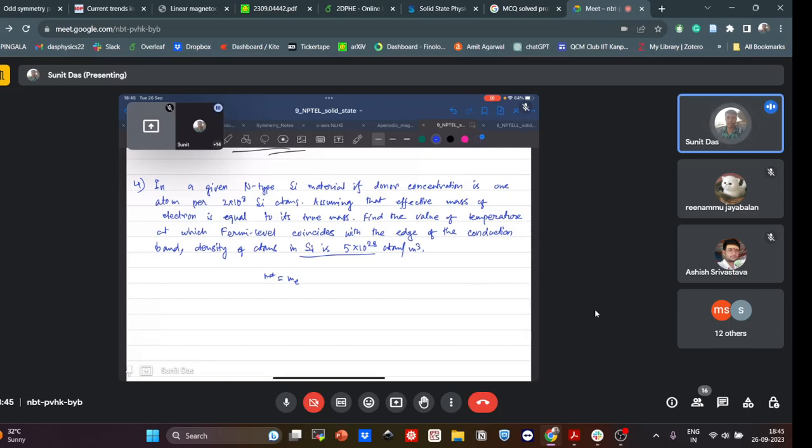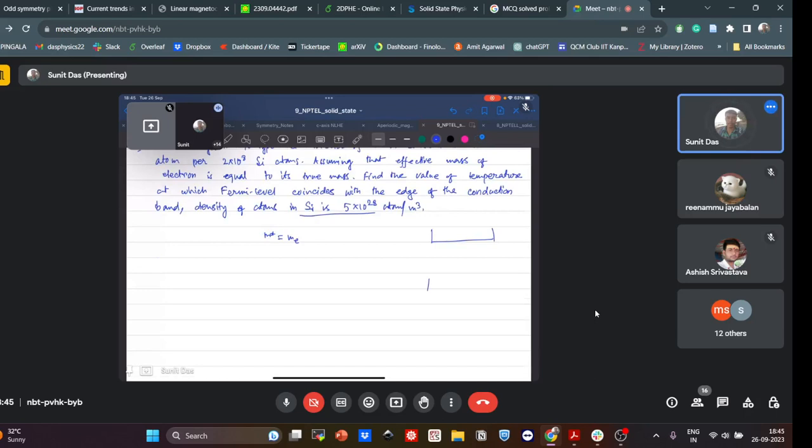So we need to find the temperature at which the Fermi level coincides with the conduction band edge. Usually in an n-type semiconductor, what happens? Suppose this is the conduction band, and this is the valence band. Then somewhere in the middle, the Fermi energy lies. We need to find the temperature at which the Fermi energy shifts to the edge of the conduction band. So we need to find the temperature to shift this Fermi energy up.